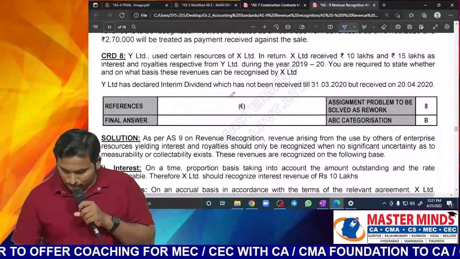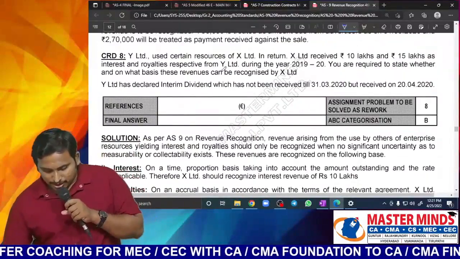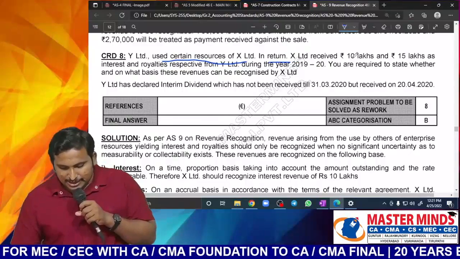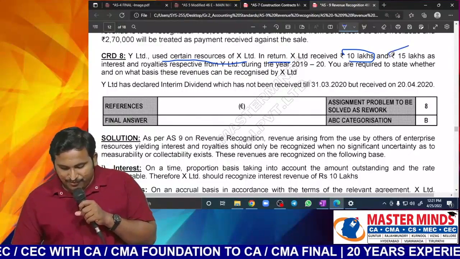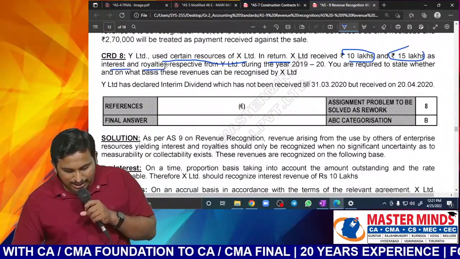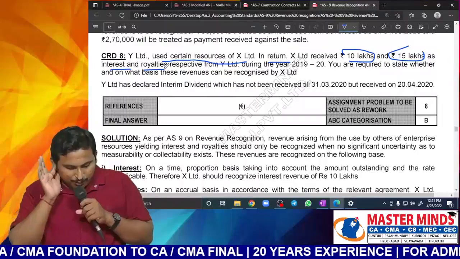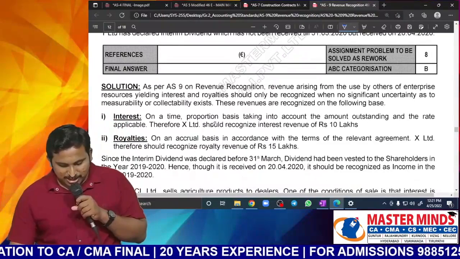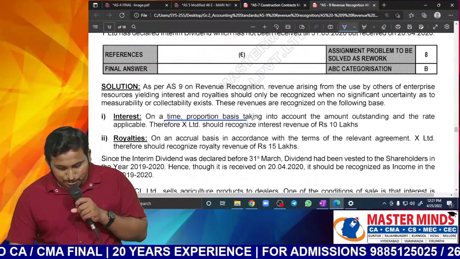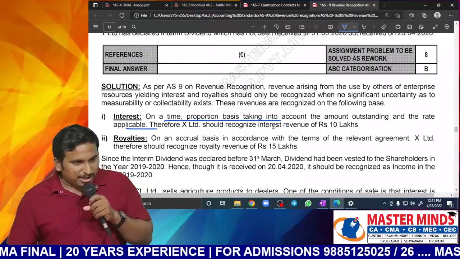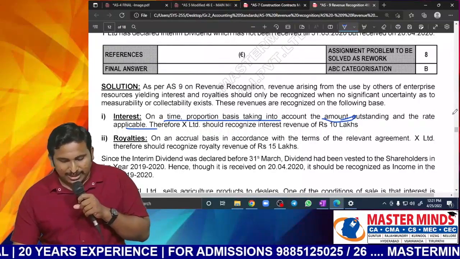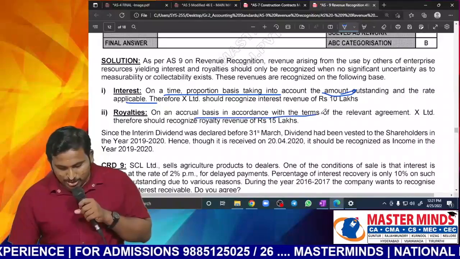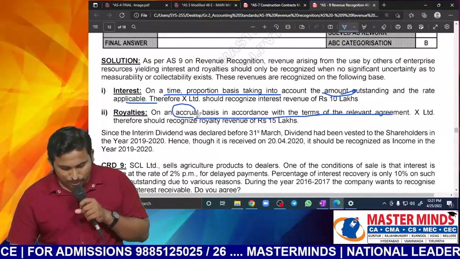Let me deal with one or two questions and then close this standard. Now, Y Limited uses certain resources of X Limited. In return, X Limited received 10 lakhs and 15 lakhs as what, sir? Interest and royalties. You are required to state on what basis revenue can be recognized. Interest will be recognized on which basis, sir? Time basis. On a time proportion basis, interest will be recognized, taking into account the amount and the rate. Next, how do you recognize that royalty, sir? In accordance with agreement, of course, on accrual basis.